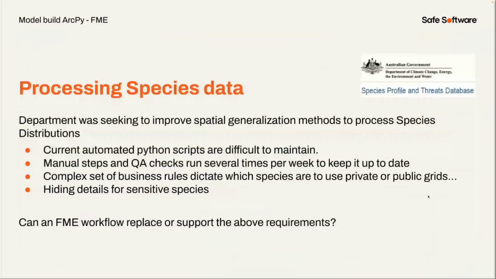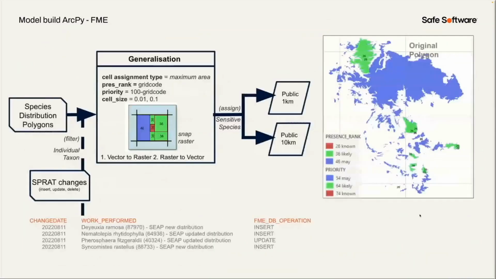Okay, so the government department here was seeking ways to improve their existing methods. They had automated Python scripts, but these are becoming increasingly difficult to maintain. And there were also additional manual checks that had to be run regularly amongst a whole set of moving and complex business rules. So from only a Python approach, they wanted to see whether or not FME could replace and support.